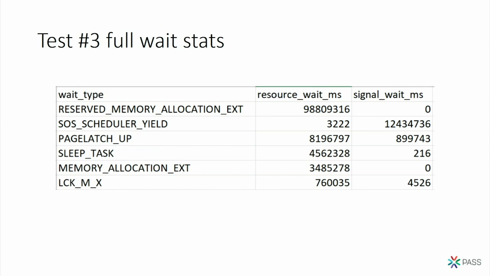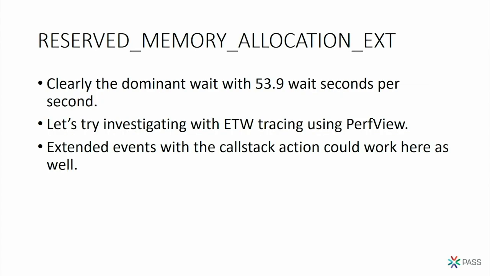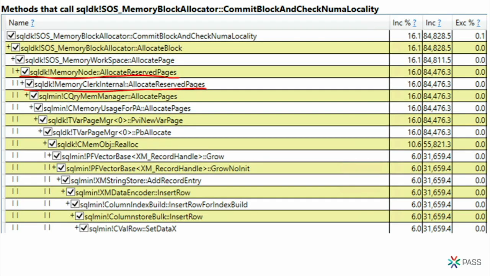Our enemy returns, the RESERVED_MEMORY_ALLOCATION_EXT wait. It's the number one wait by far. Okay, I'm gonna have to deal with this now. That's fine. You do the math, 54 wait seconds per second. And then investigate this using ETW tracing. You could use extended events here too, but I'm just using this to show you a little bit of a different technique. So I fire up my workload, fire up the recorder, I analyze data for a while, and I see something called MemoryClerkInternal::AllocateReservePages and MemoryNode::AllocateReservePages. There's some contention here.